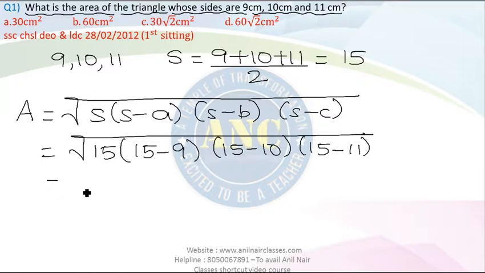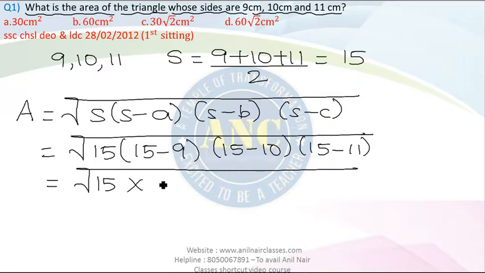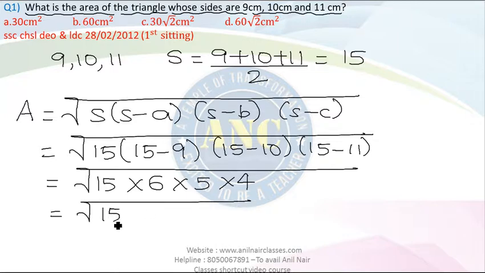So further simplified, this is square root of 15 into 15 minus 9 is 6, 15 minus 10 is 5, 15 minus 11 is 4. Further you can also simplify this as, this is square root of 15 into 6 into 5 is 30, right? 6 into 5 is 30. Square root of 4 is taken outside as 2. I hope you are understanding.